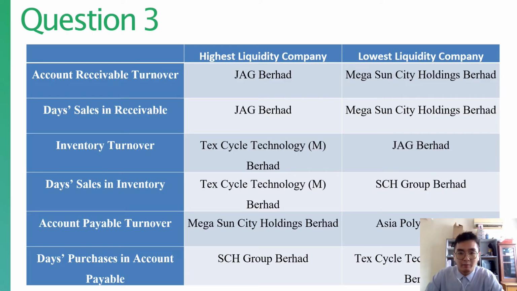For question 3, we have separated it into two parts, which are liquidity and solvency. For the liquidity part, JAG Berhad has the highest liquidity ratio in account receivable turnover and day sales in receivable. However, Texcycle Technology Berhad had the highest liquidity in inventory turnover ratio and day sales in inventory ratio. Megasun City Berhad has the highest liquidity in account payable turnover ratio, and SCH Group Berhad has the highest liquidity in day purchase in account payable ratio.